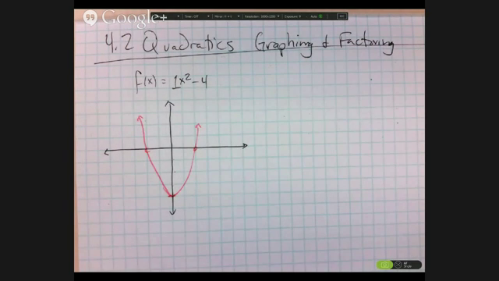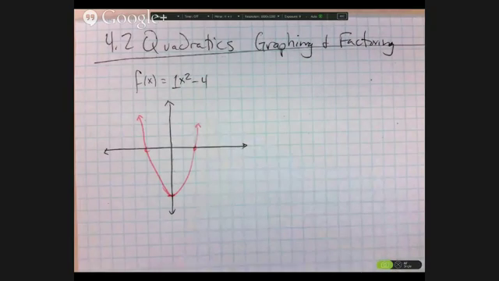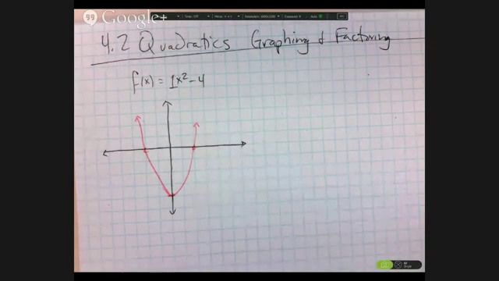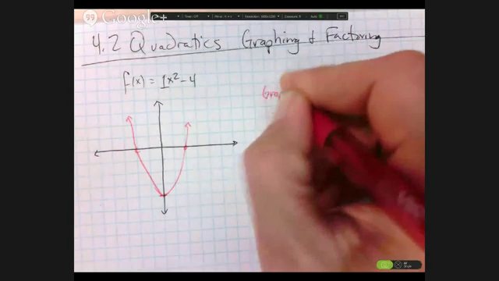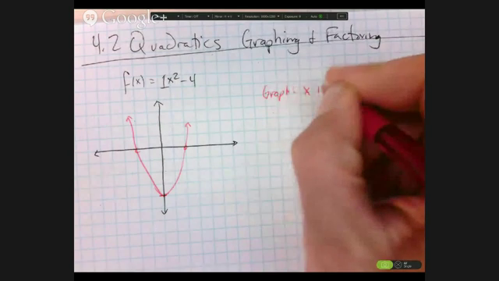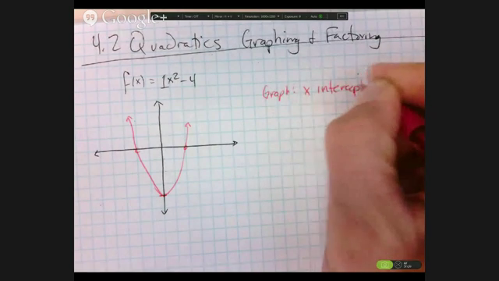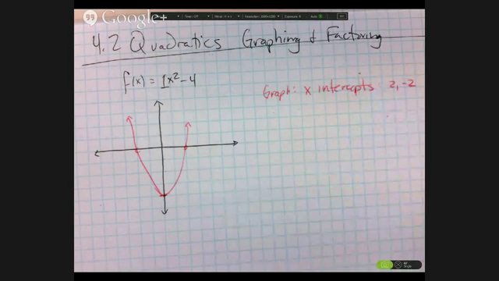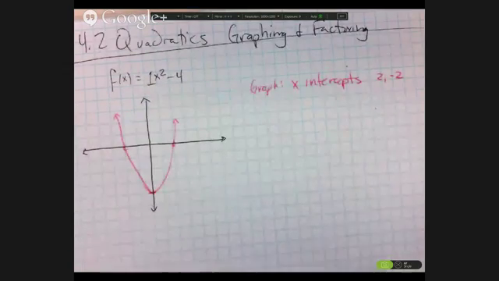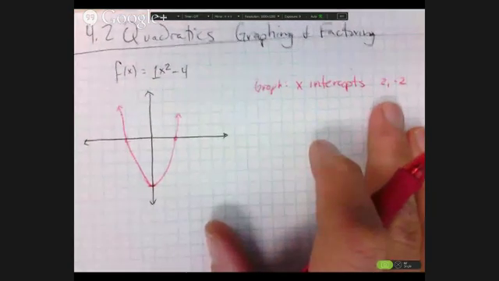All right. So quadratics, graphing and factoring. You have graphed x squared minus 4. What are the x-intercepts? Okay. If your graph's accurate, right? Did anybody not graph theirs that way? Okay. So if you're going to use the graph to find your roots and zeros, make sure it's accurate.